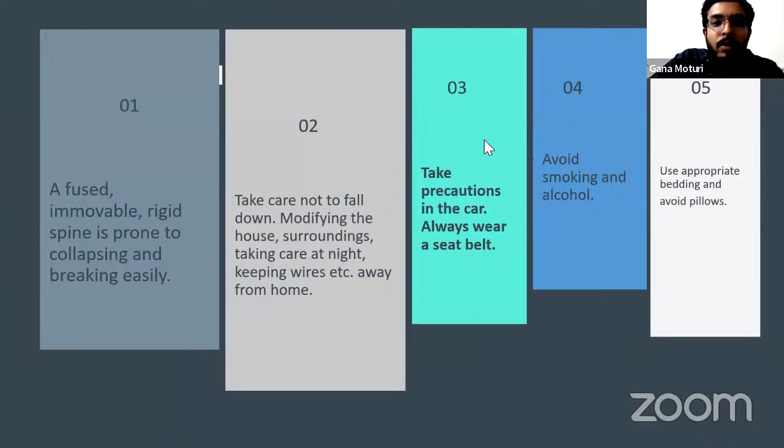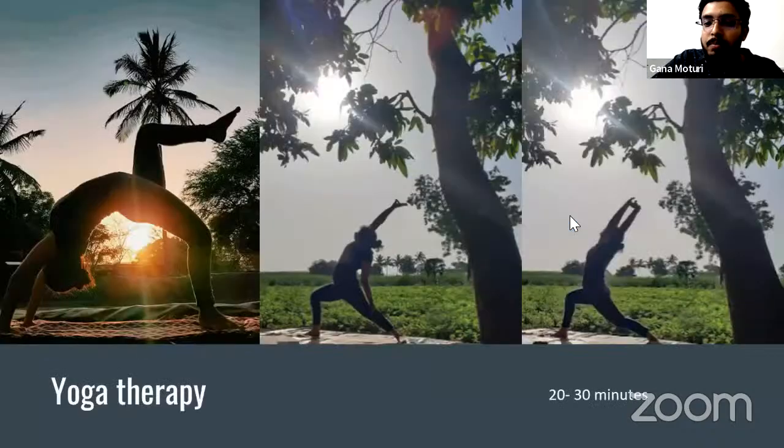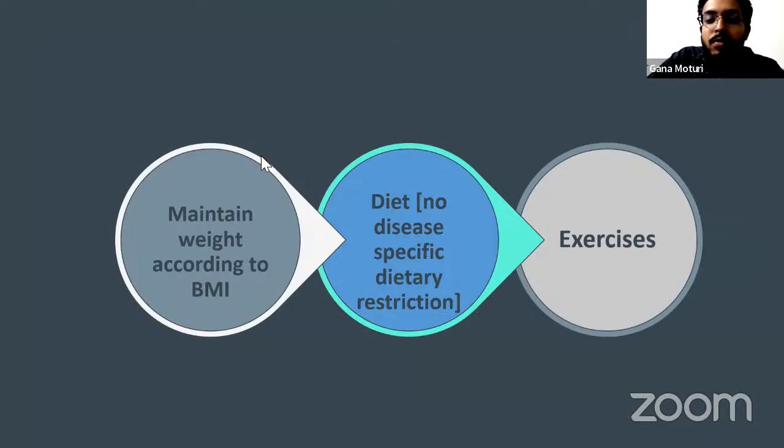So the precautions to be taken for patients with ankylosing spondylitis: as they have a fused, immobile, rigid spine, which is more prone to collapsing and breaking easily, they should take care not to fall down, and modify the surroundings in the house and take care at night. The other precautions are, while traveling in the car, we advise to put on a seat belt, avoid smoking and alcohol, and maintain weight according to the BMI. There is no specific dietary restriction for patients with ankylosing spondylitis, but we recommend exercise for 30 to 40 minutes daily, with stretching and strengthening exercises, which is mandatory for these patients.